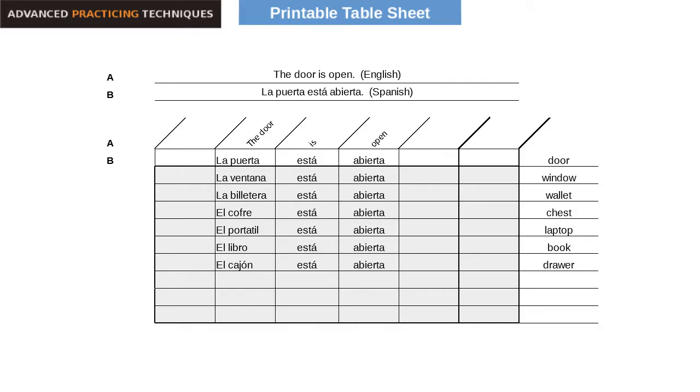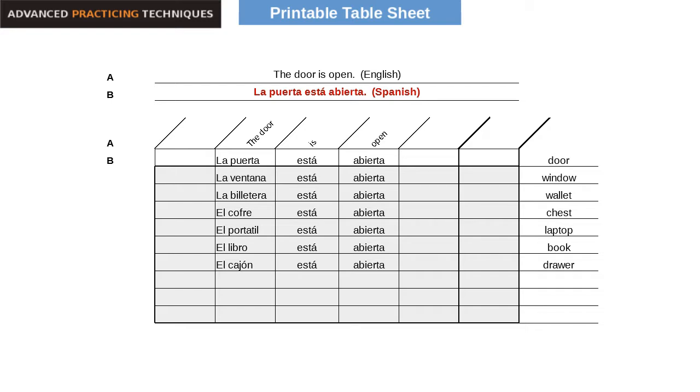write on. At the top, there are two lines, A and B. On line A, you will write the sentence that you are practicing in your native language. For me, that is English. And on line B, you will write the translation into the foreign language, and for me, that is Spanish.